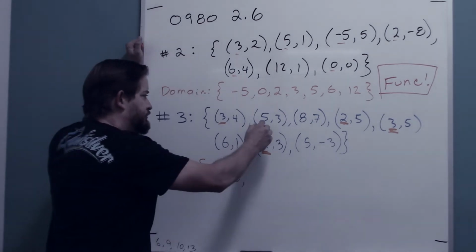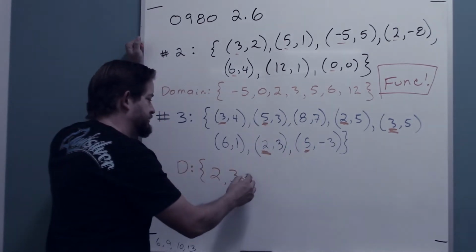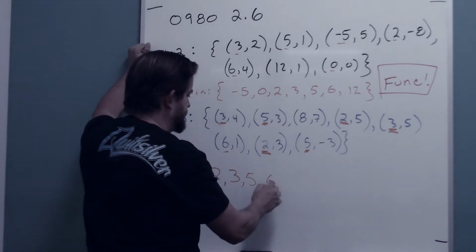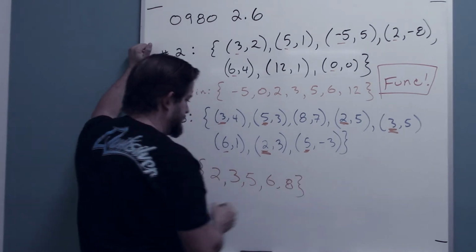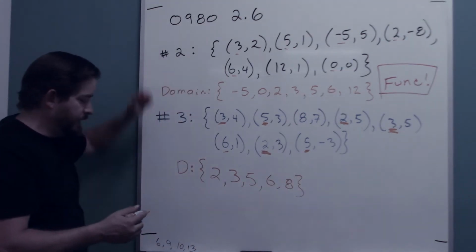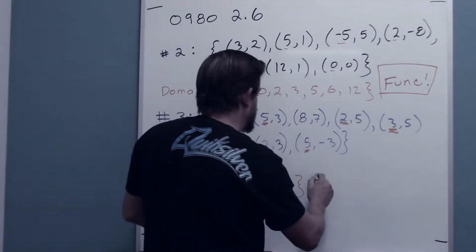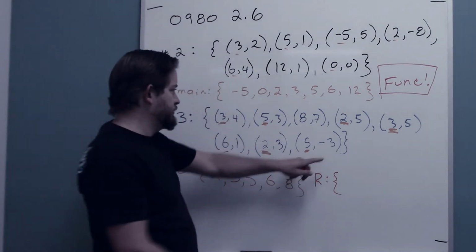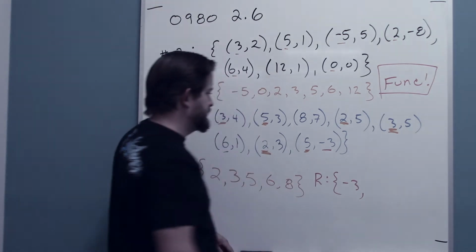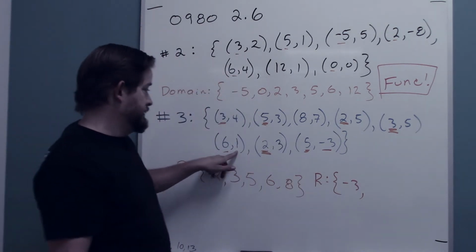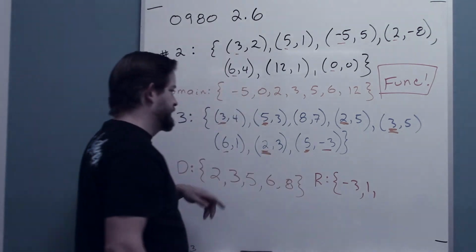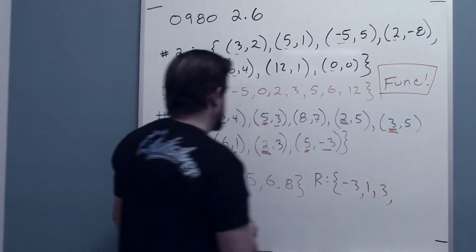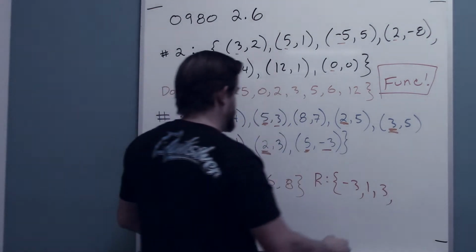3. Oh, look at that. 5 appears twice. There's issues all over the place with this thing. And then I've got a 6 and an 8. And then my range, let's write the range on this one because I have the room to. The range is -3, my smallest y. 1, 3, 4, 5, 7.